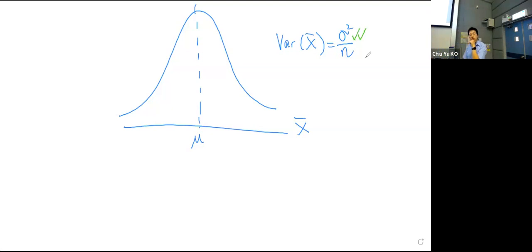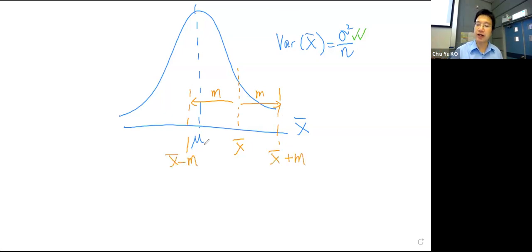The question is, I have my X bar, and X bar can be anything from the bell. So how do we find an interval starting from the X bar that includes mu? Suppose this is the data you get. How do you go left and right? That's called the interval, the m. That's what we call m. We go left and right by m, so we have X bar plus m and X bar minus m.